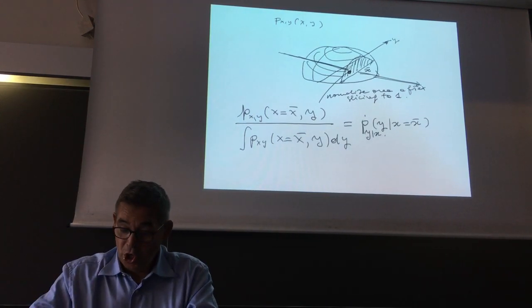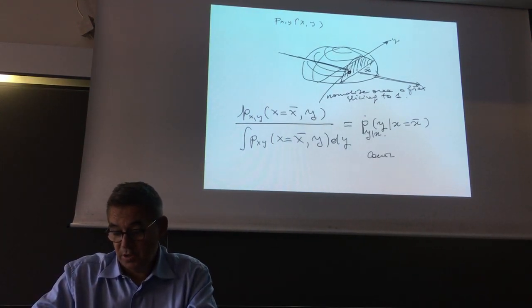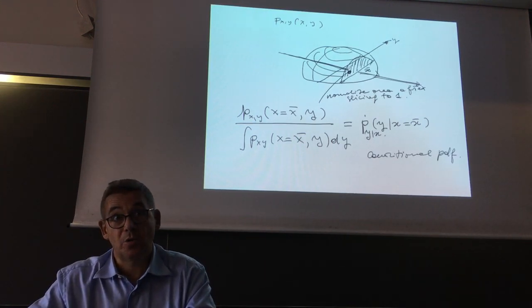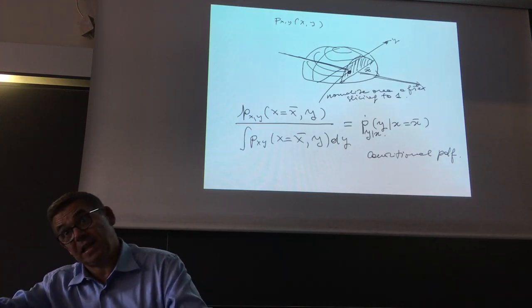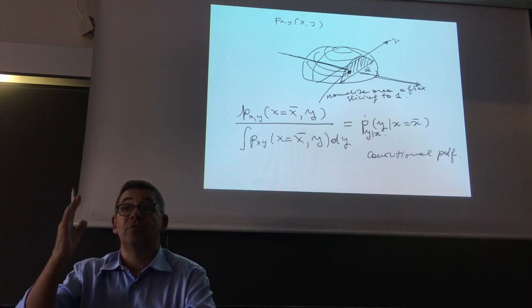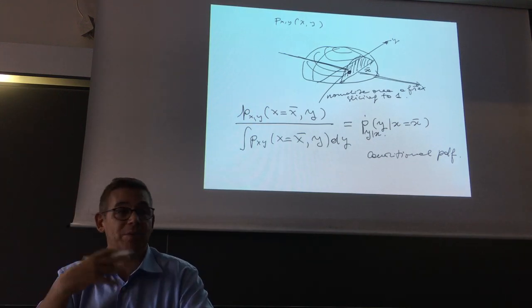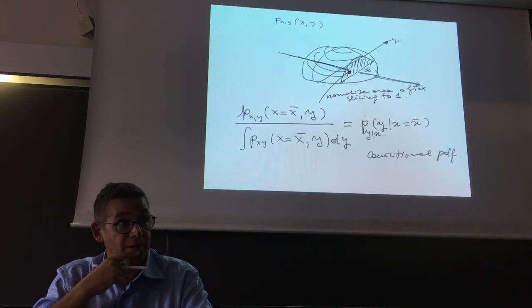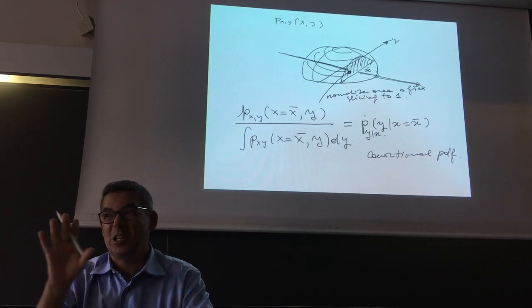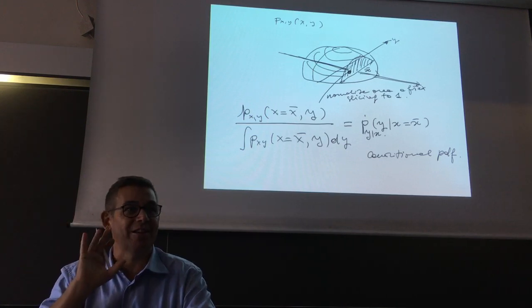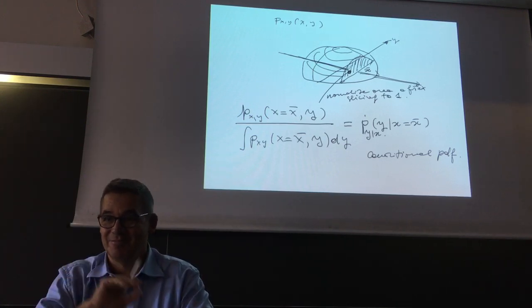This is called conditional PDF. Okay? So when I have a conditional PDF, it means that I'm fixing one of the random variables to some value that might be arbitrary. Okay? Is it clear? Simple? You will see how many times you will make a mistake on that.